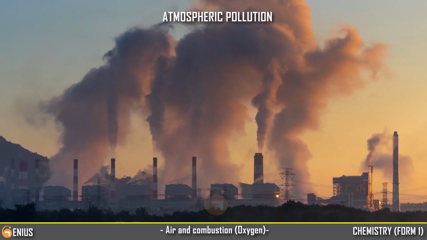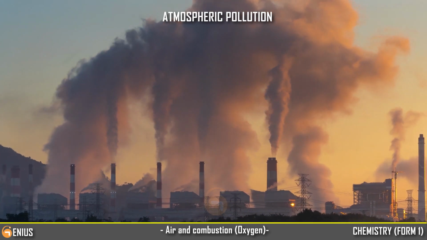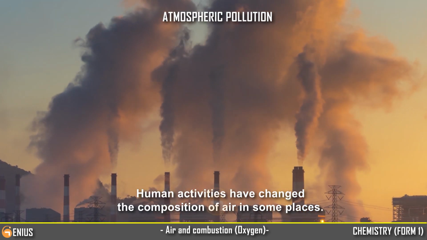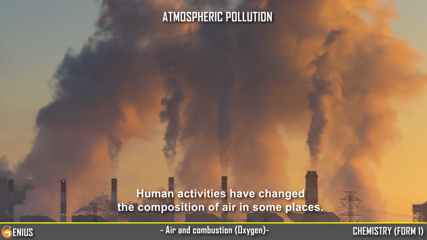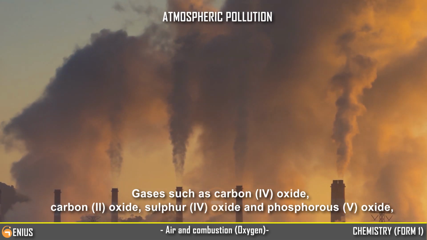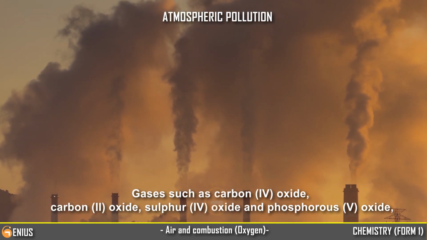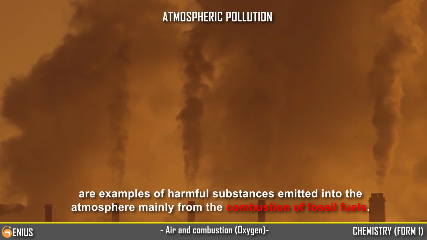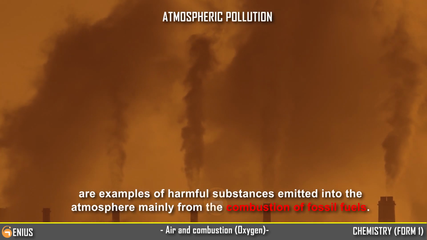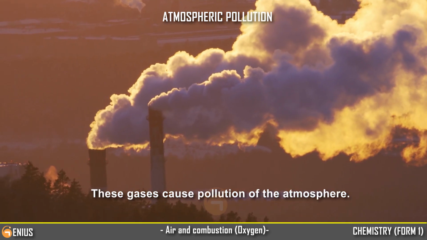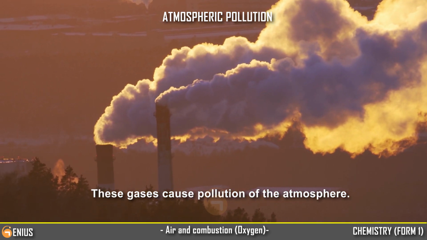Atmospheric pollution. Human activities have changed the composition of air in some places. Gases such as carbon(IV) oxide, carbon(II) oxide, sulfur(IV) oxide and phosphorus(V) oxide are examples of harmful substances emitted into the atmosphere mainly from the combustion of fossil fuels. These gases cause pollution of the atmosphere.